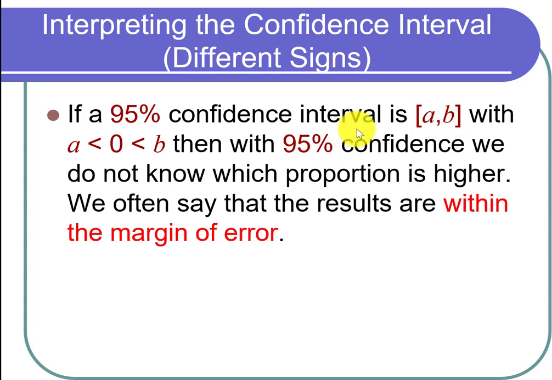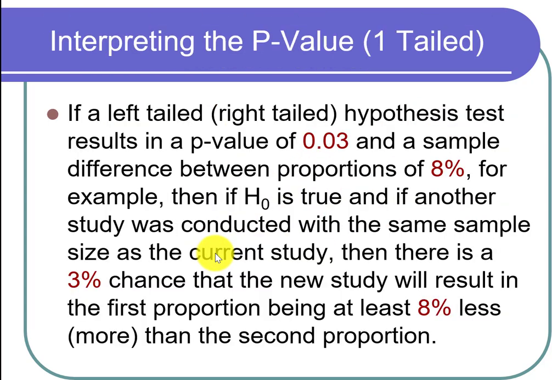Then yeah, we don't know which one's bigger, but we can say they don't differ by much because A and B are both really close to zero. So that's just some notes about confidence intervals.